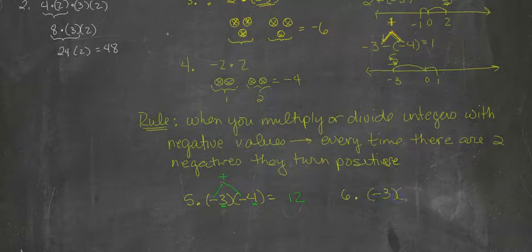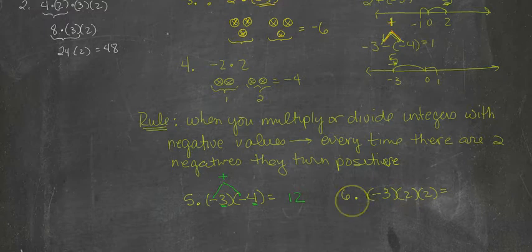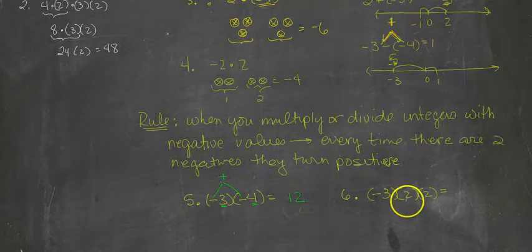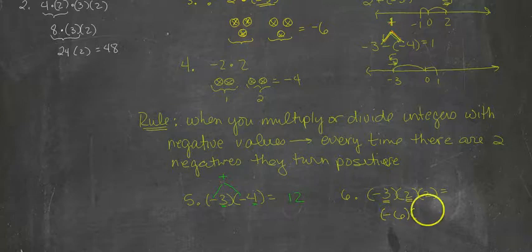Another example: -3 times 2 times 2. So let's see. First, ignore the signs altogether because it's multiplication. There's no adding or subtracting here. So I'm going to multiply 3 times 2, which is 6. I still have to keep the negative that came with the 3, because I don't have a second negative in order to turn it into a positive. And then I have to bring down the 2 that I haven't multiplied yet.